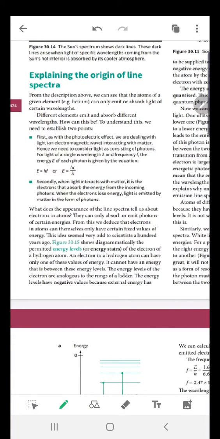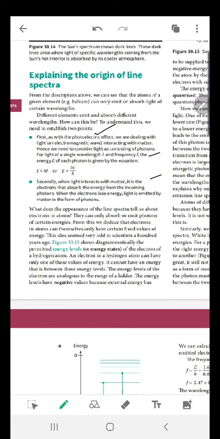Alright. Before explaining this concept of absorption and emission, let's read these two paragraphs which are very important. Different elements emit and absorb different wavelengths, as we have studied in our last lesson. To understand this, we need to establish 2 points. First, as with the photoelectric effect, we are dealing with light interacting with matter.